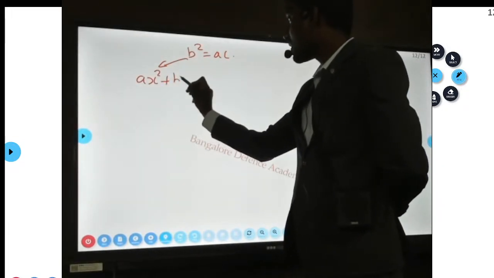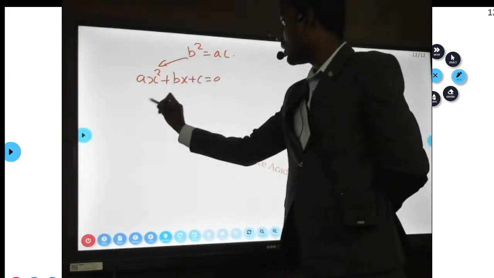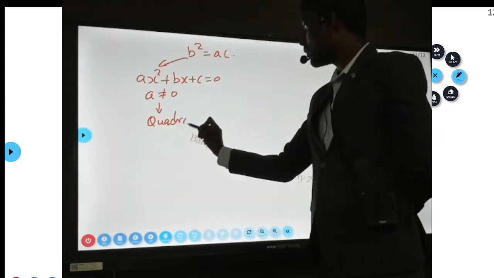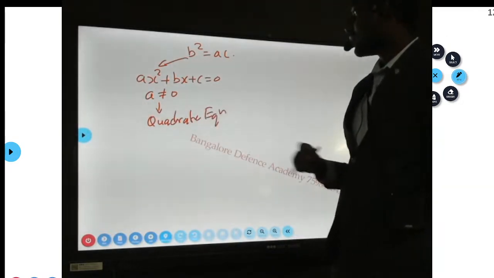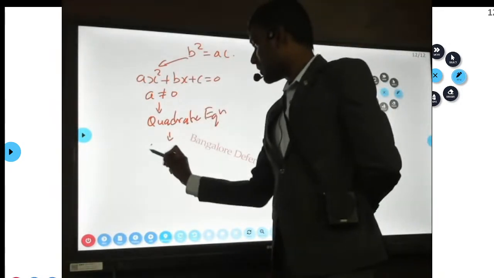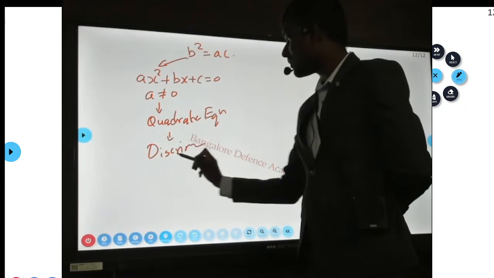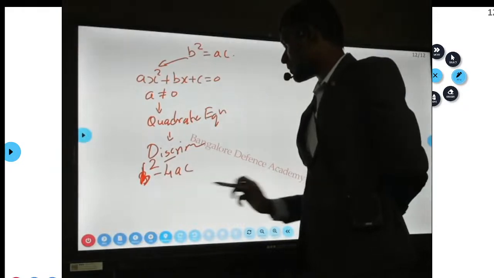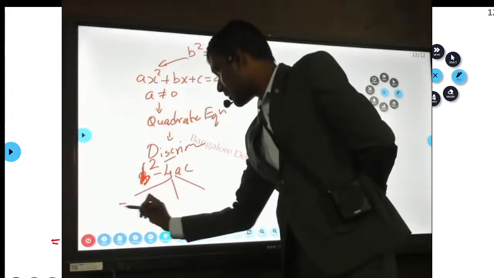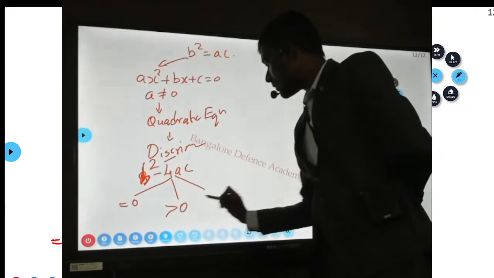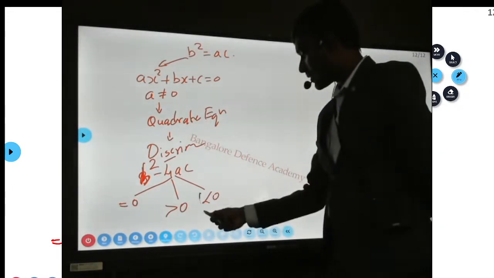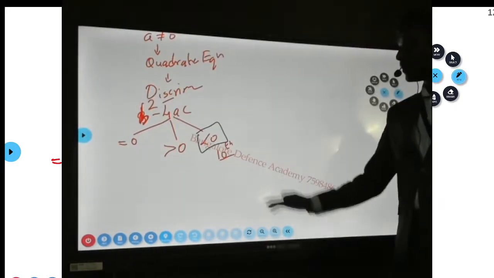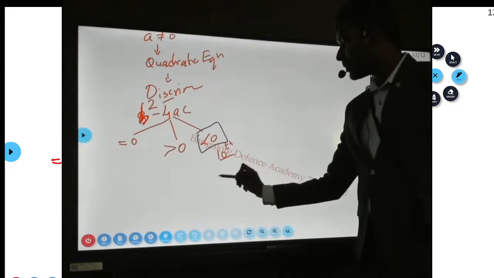Okay. Now look at this. ax square plus bx plus c is equal to 0, a should not be equal to 0. This is a quadratic equation. Correct or not? Yes. Now in this quadratic equation, you have the discriminant. What is the formula of the discriminant? You can say b square minus 4ac. Now here there are three conditions: equal to 0, greater than 0, less than 0. This less than 0 is not there for 10th standard students, because if it is less than 0, you get something like the square root of minus 1.